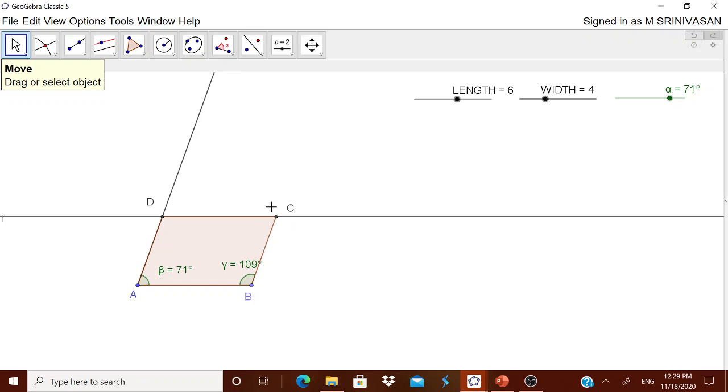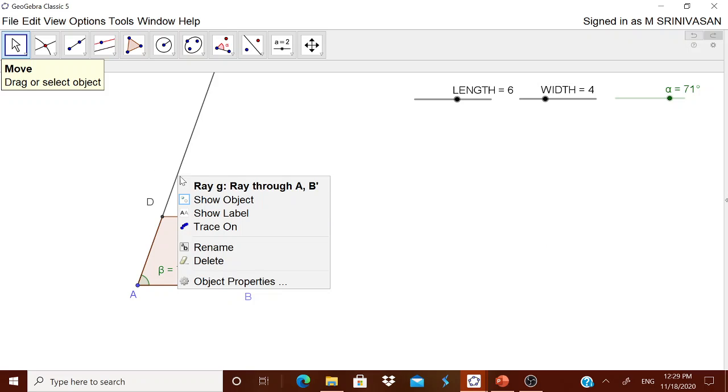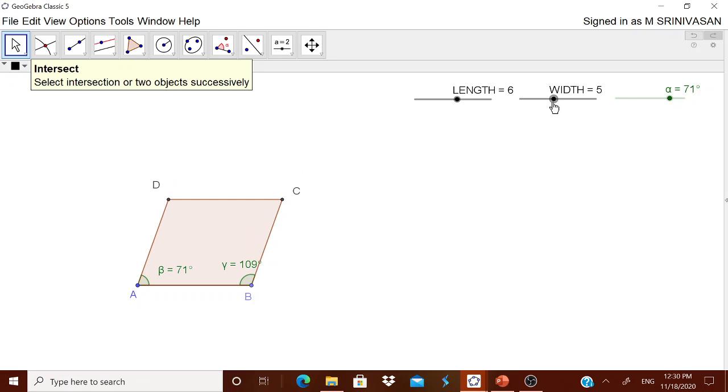Then show the object. Okay, well, I got this now. Now you remember this cannot be moved. Now when I move this length, it is moving. When I move the breadth also it moves, and when I move the angle also it moves.